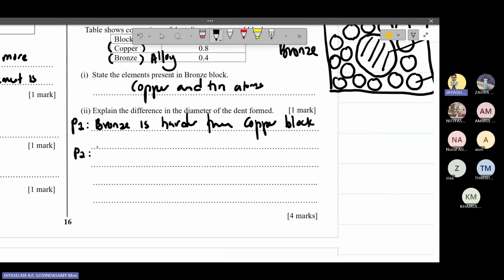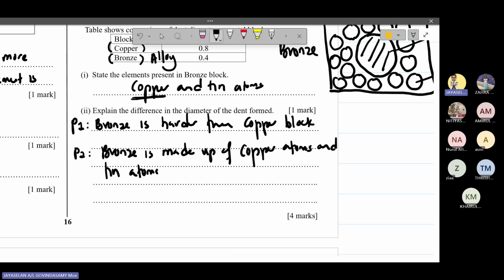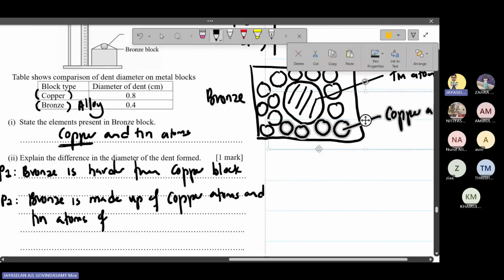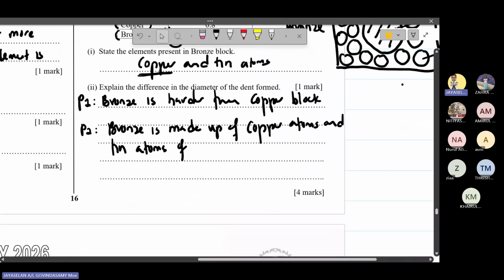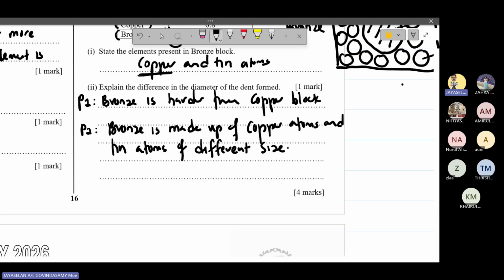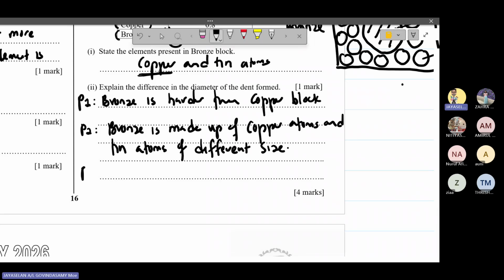Okay, so second point, bronze is made up of, tengok sini, made up of what? Okay, you put here copper atoms and tin atoms of same or different size. You tengok here. The size same or not? Different. Of, put here, different size. You guys already score 1 mark. Any question? Point number 3.